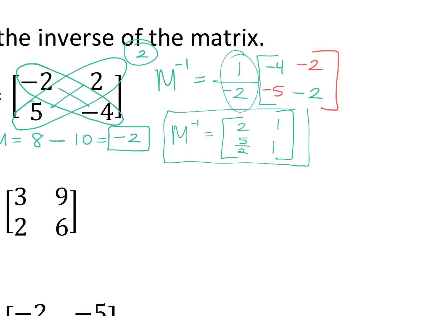This is scalar multiplication, right? You take that negative 1/2 and you multiply it by all 4 things.